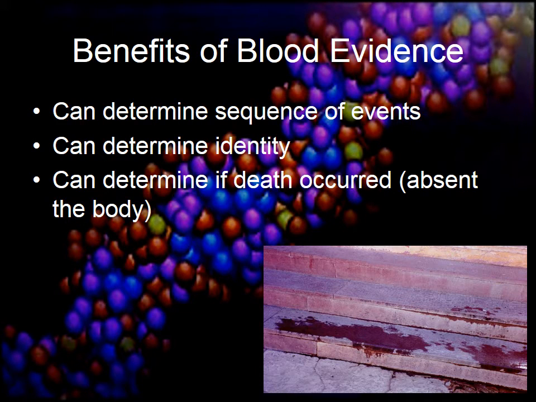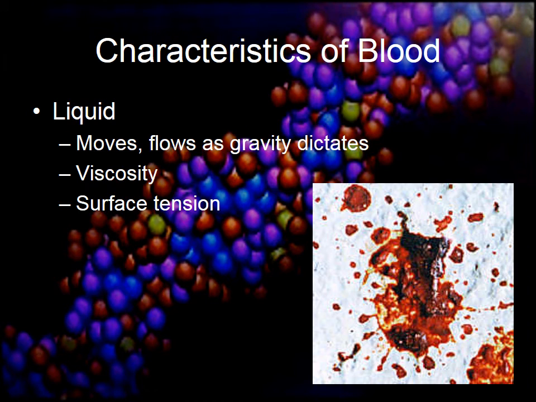So what can we use blood evidence for? It can help us determine the sequence of events of how a crime occurred. Obviously, it can help us determine identity through blood testing, blood type testing, or DNA testing, and it also can determine if death occurred. There was actually a case in Kansas several years ago where a body was never recovered, but there was enough blood in the car, trunk of a vehicle anyway, that they were able to determine that there was no possible way that an individual could have lived absent that much loss.